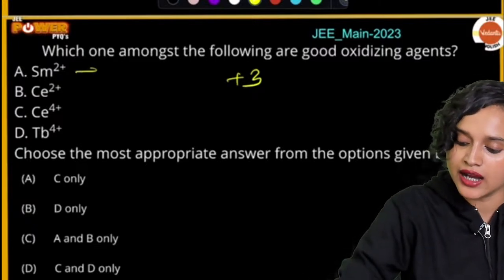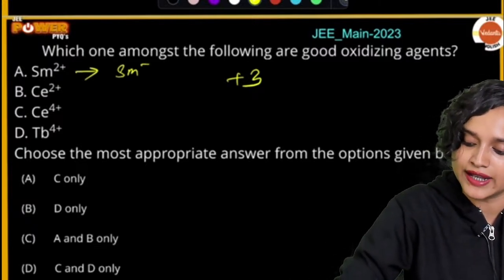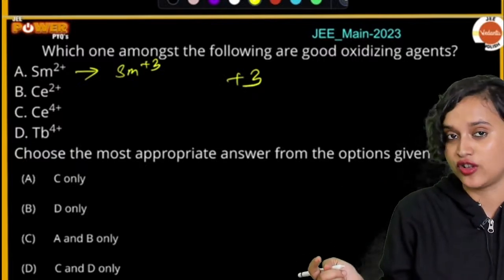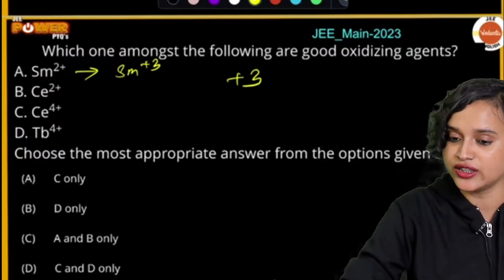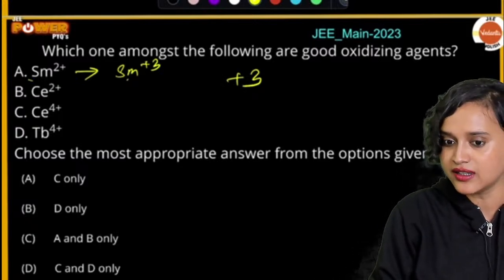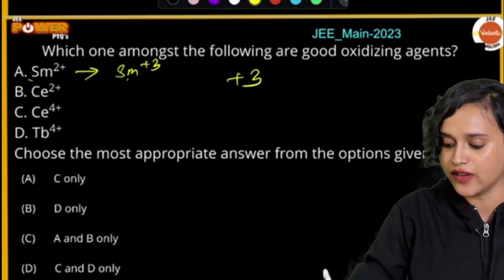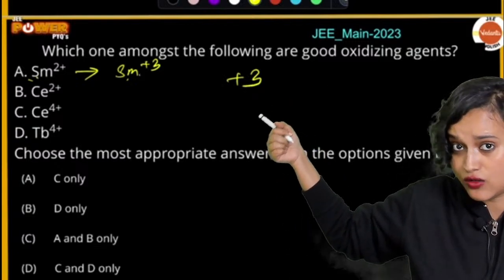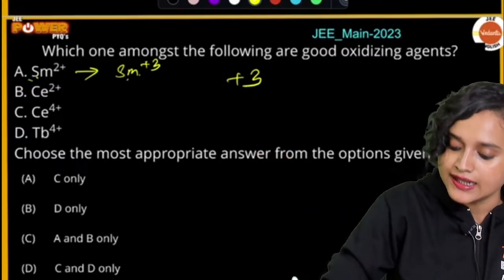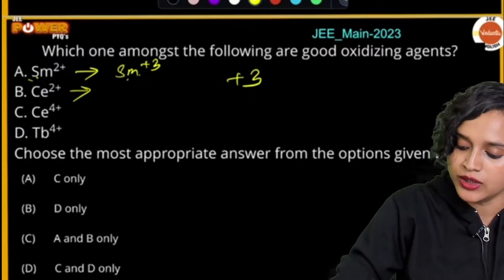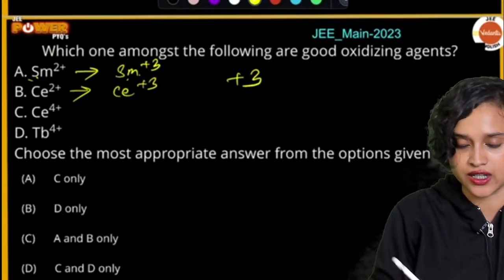So that means samarium from +2 will try to go to Sm +3. That means what is it doing? It's losing electron, right? If it is losing electron, oxidation is happening here. So this is not going to be an oxidizing agent. Similarly, for cerium also, cerium is in +2 oxidation state. From here, it will try to go to +3 oxidation state.